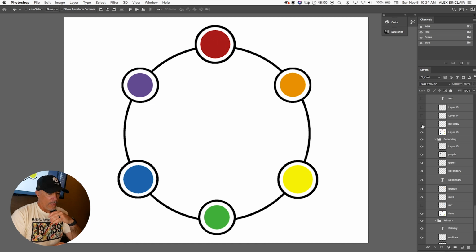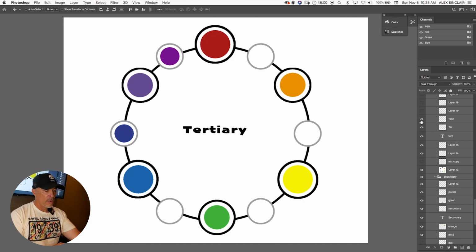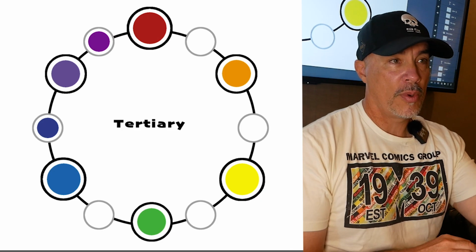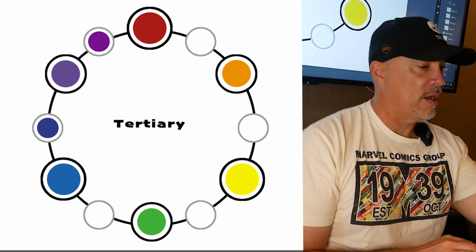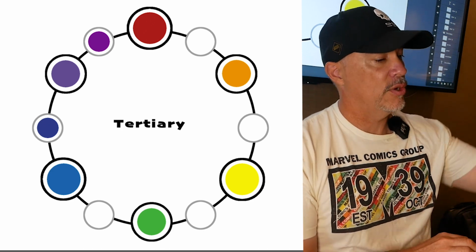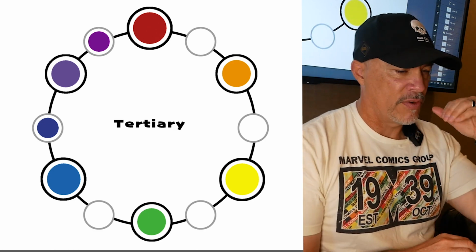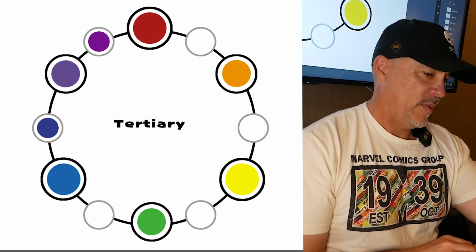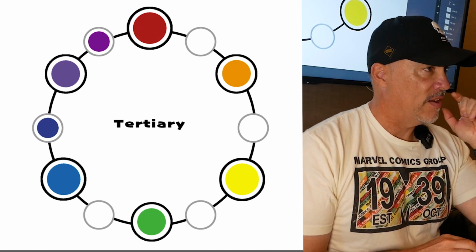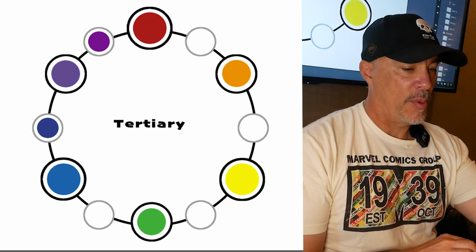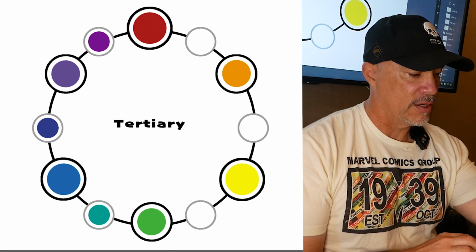In the same way, when you mix a secondary with a primary, you get a tertiary color. Okay? And so purple and red make violet. Purple and blue make indigo. You can also just call it bluish purple or purplish blue, depending on which side of the wheel it slides towards, right? So if it's closer to purple, it's purplish blue, and vice versa.